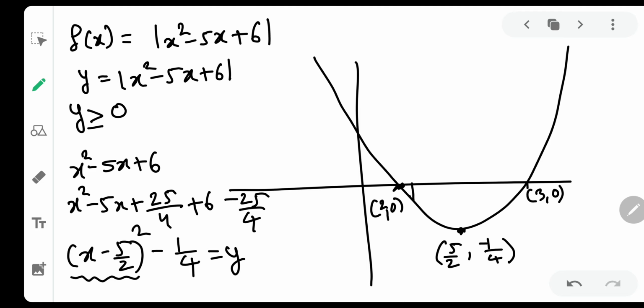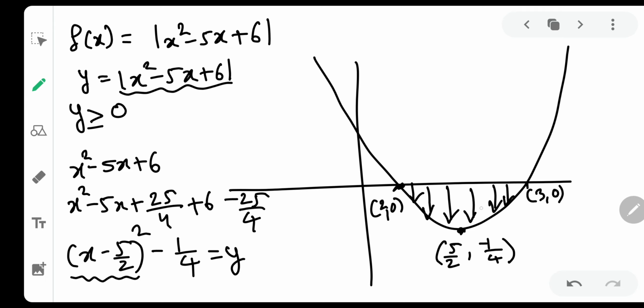After 2 the value of y is negative, everywhere it is negative. And at 3 it is 0, after 3 it is positive, and before 2 also it is positive. Very good. Okay, then what to do further? So simply mod does a thing to the graph. What does mod do? Whatever are the negative values of y, mod will turn them positive.